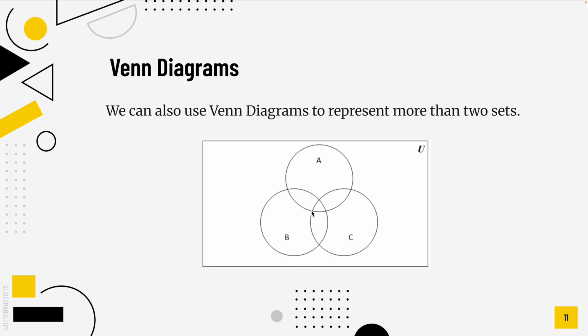This section here would be A and B, but not C. And this section here would be B and C, but not A. Obviously, outside of this would be not A, B, or C. But if we include it all, then it's in A, or B, or C altogether.